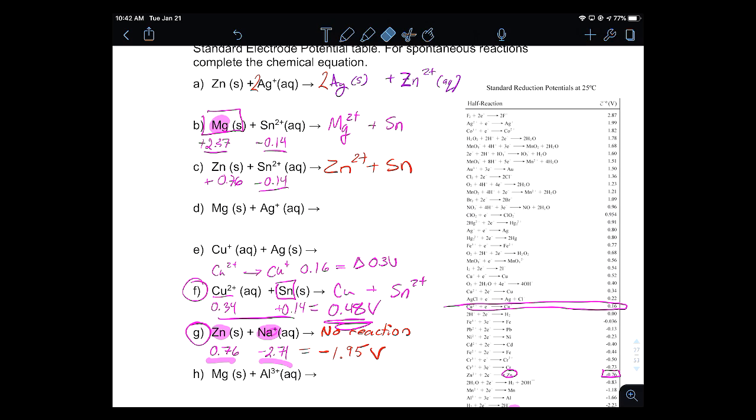So earlier we said tin was negative 0.14, but that was for the ion form. Now you're talking about the metal. So is it going to be negative 0.14 or positive 0.14?